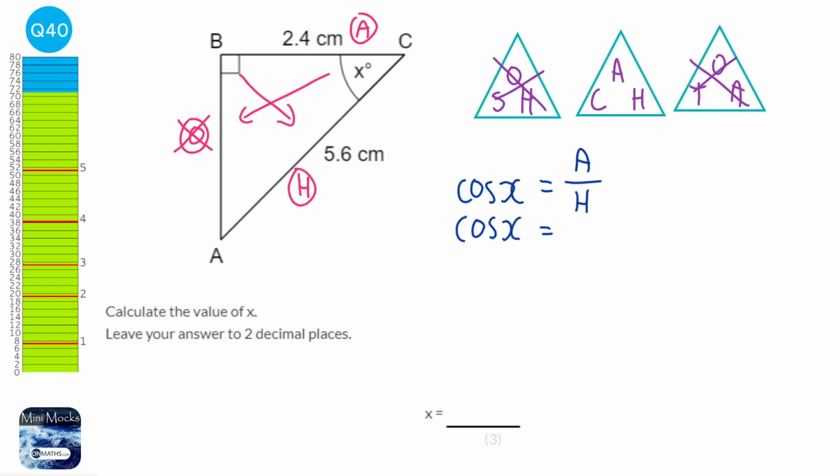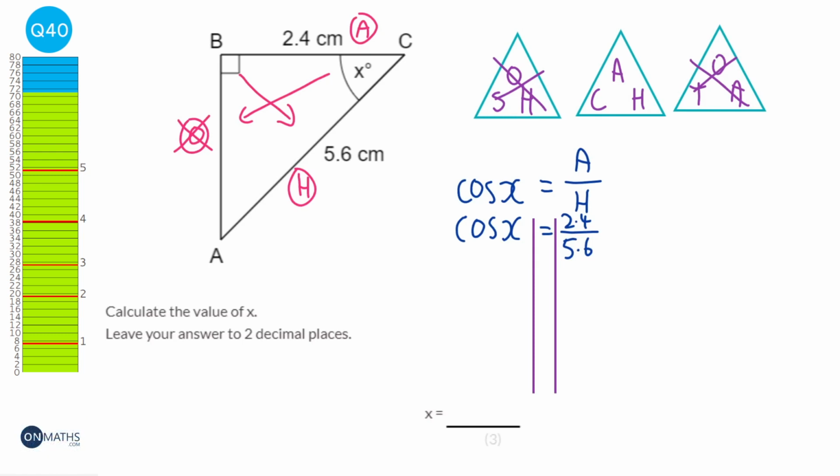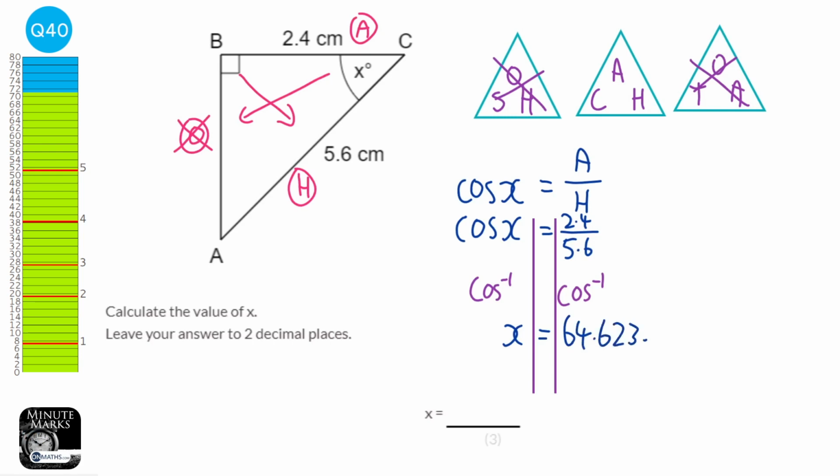And the adjacent is 2.4, and the hypotenuse is 5.6. So we're going to get our solving lines in, and what we're going to do is inverse cos both sides, because we're looking for just x, and the inverse cos is just the opposite of cos, and you normally press the shift button on your calculator to get to it. When we inverse cos that, we get 64.623 blah blah blah, and to 2 decimal places, which it asks us for in the question, is 64.62.